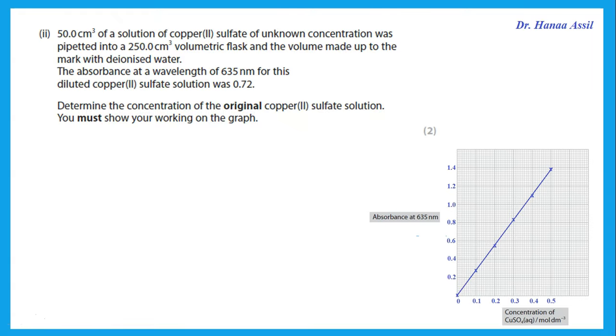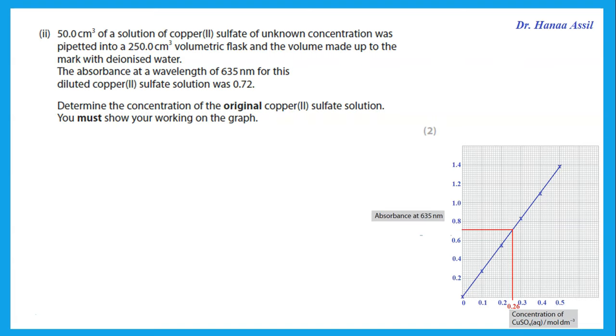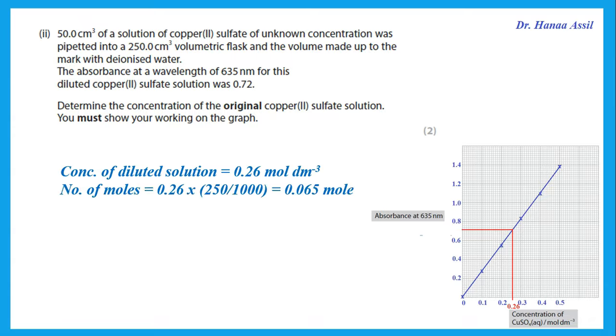So we have a graph of absorbance at 635 nanometer, and we are told that the absorbance for this solution is 0.72. So where is 0.72? We go down to the concentration. It has a concentration of 0.26 mole per decimeter cubed, but that is the diluted solution. So that is the concentration of the 250 centimeter cubed volumetric flask.